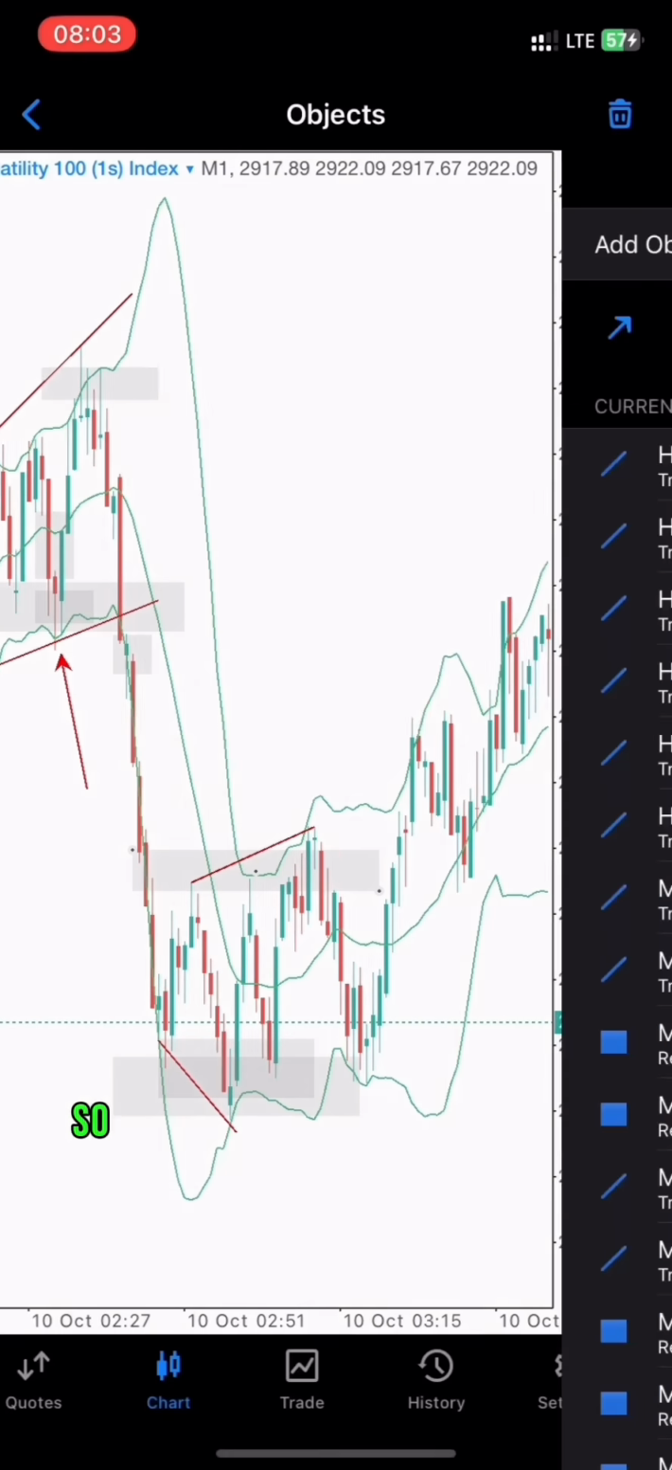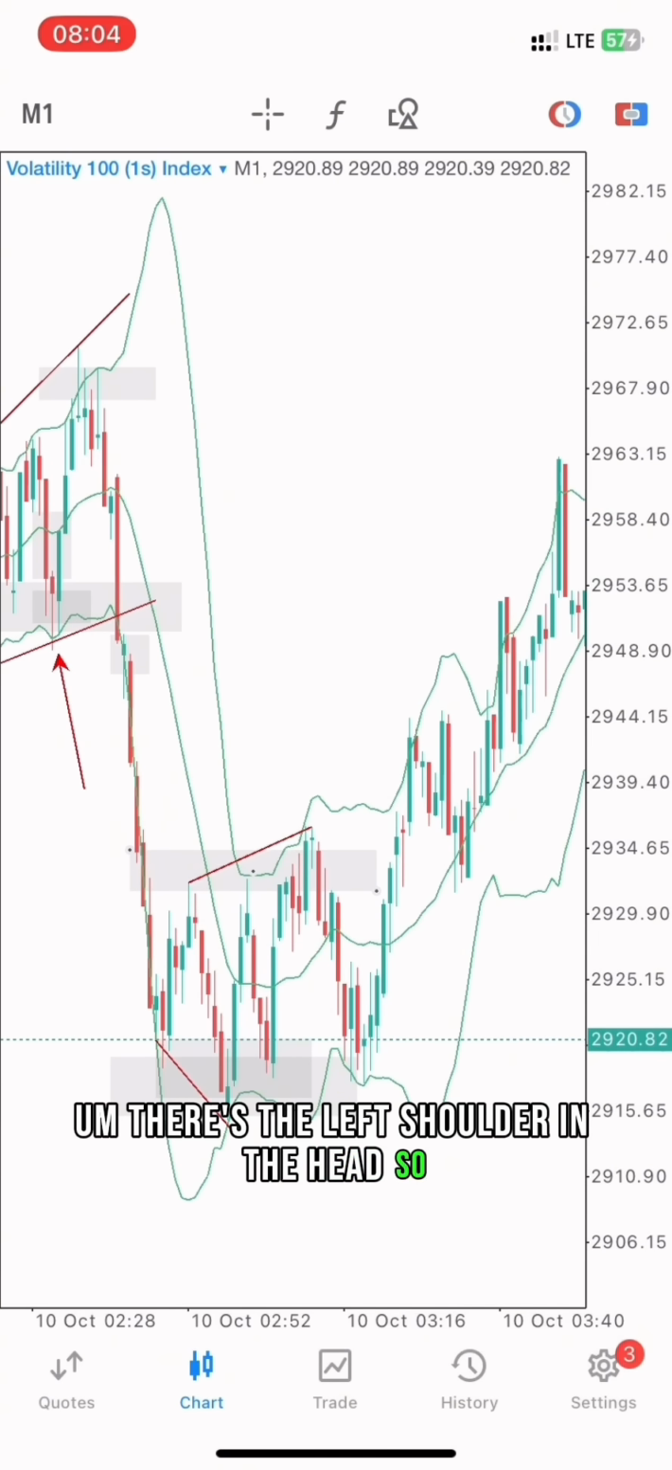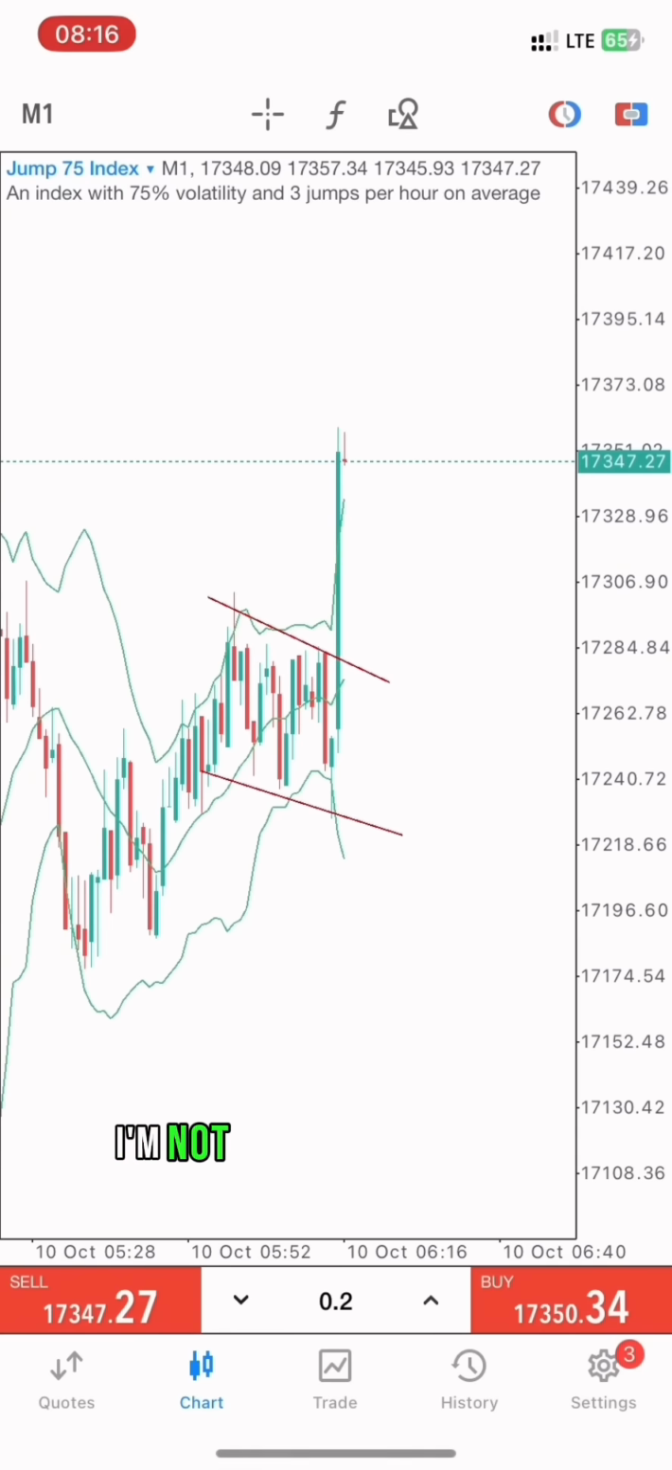So that was a Quasimodo right there. There's a head, high and the lower low. This is the left shoulder and the head. So I'm not done with the examples.